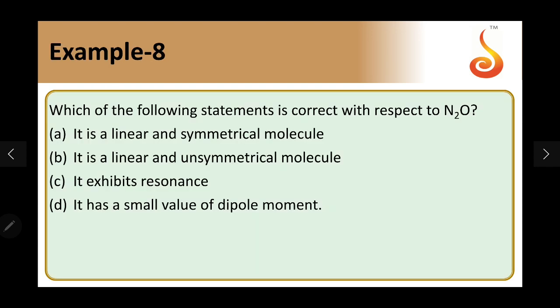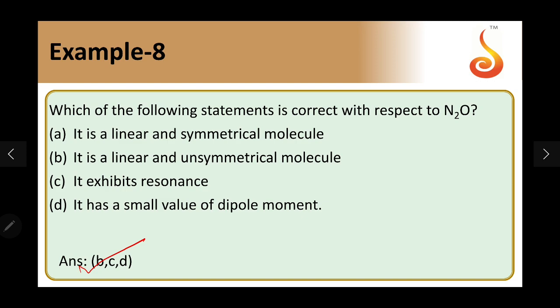If I go back to the question, it is a linear and symmetrical molecule, which is not correct. It's linear but not symmetrical. So option A is wrong. It is a linear and unsymmetrical molecule, correct. It exhibits resonance, correct. And it has small value of dipole moment. See, oxygen is having a different pulling nature. Nitrogen is less electronegative. So even though it is linear, the bond dipole moments are not getting completely cancelled out. So it will have a small dipole moment. So options B, C, D are the correct statements. A is the wrong statement. So answer should be B, C, D.